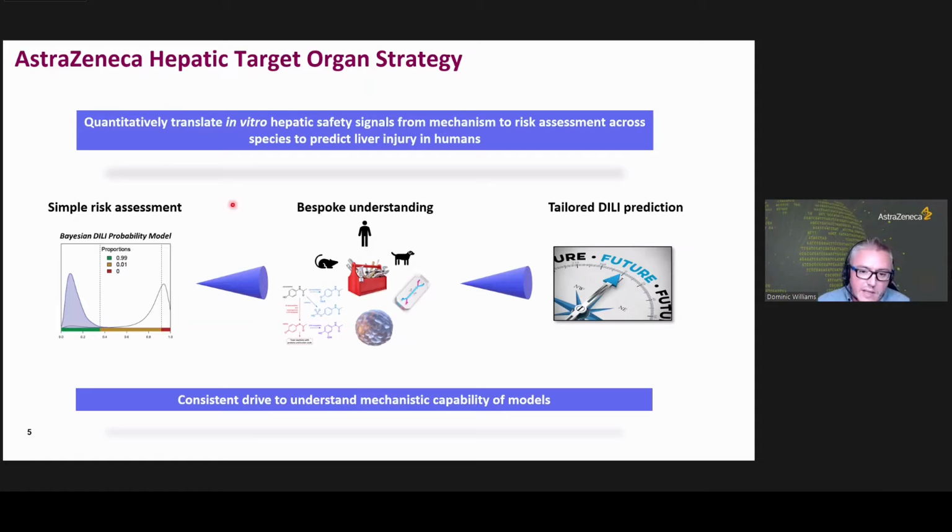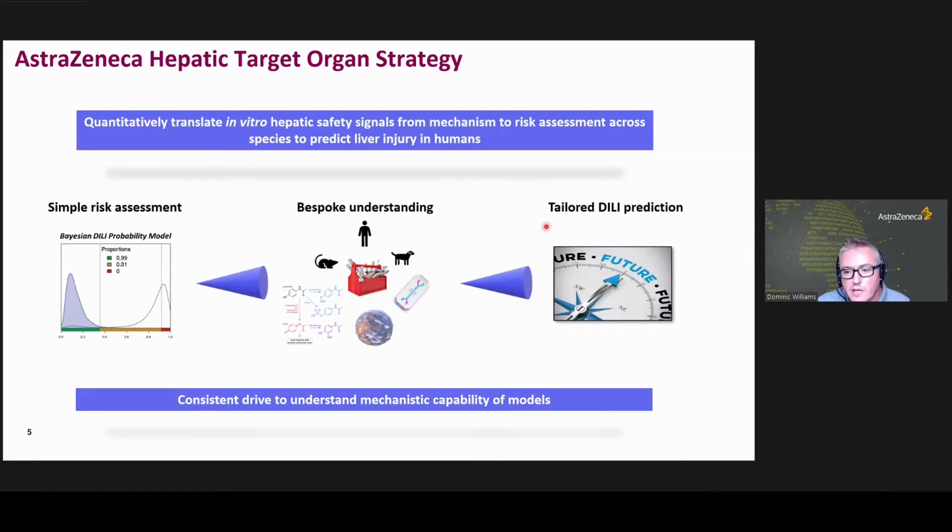But then we extend that by conducting bespoke understanding, which is very much on a case-by-case basis, depending on the drug project. And this is really where we start using primary human and animal hepatocytes and more complex models, such as multicellular spheroids or liver on a chip.